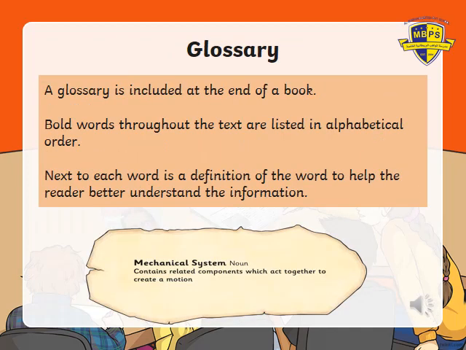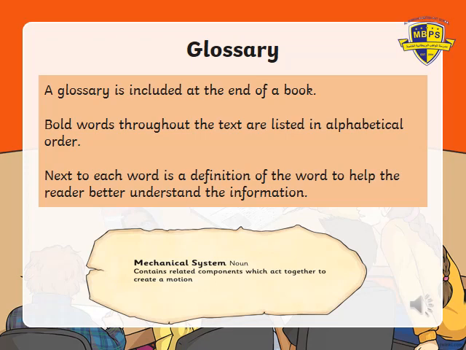So here is the last feature of a non-fiction book, that is the glossary. What do you mean by glossary? We can see a glossary in books, in the dictionary, anywhere in a book. It is always at the end of a storybook, or you can say in the dictionary or in the book. So what do you mean by glossary?